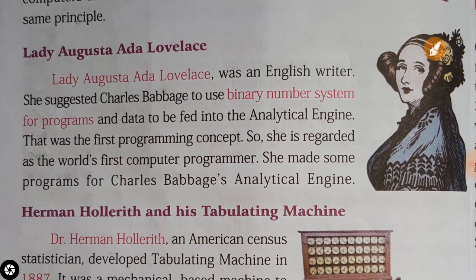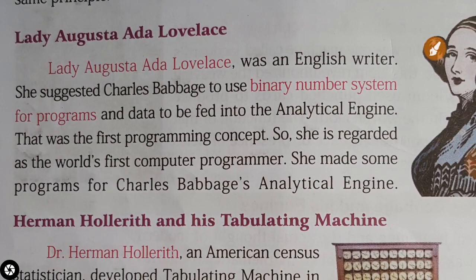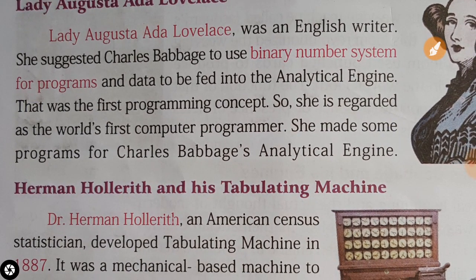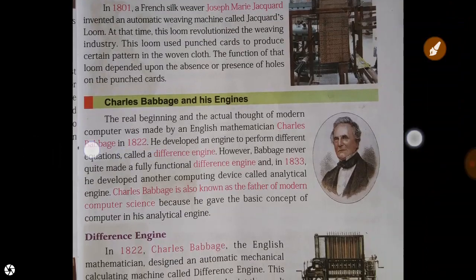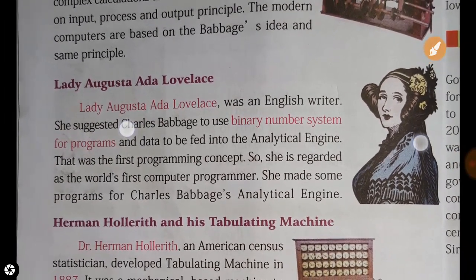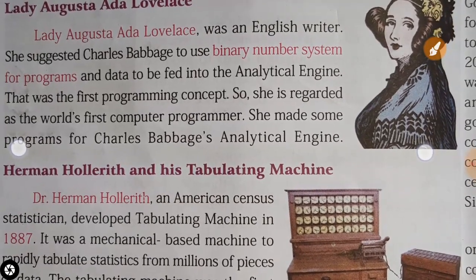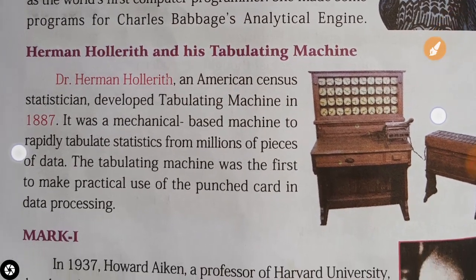Now we are going to know about Lady Augusta Ada Lovelace, and she was an English writer. She suggested Charles Babbage to use binary number system for programs. Binary number system consists of two digits, 0 and 1, and the data to be fed into analytical engine. That was the first programming concept, and so she is regarded as the world's first computer programmer. She made some programs for Charles Babbage's analytical engine too. So this lady is known as the first programmer, and this man is known as the father of computer. Charles Babbage and Lady Augusta Ada Lovelace will be remembered forever as the father of computer and the first programmer.